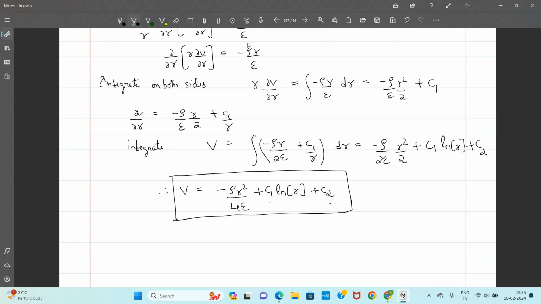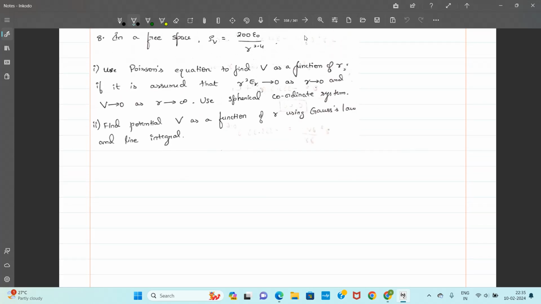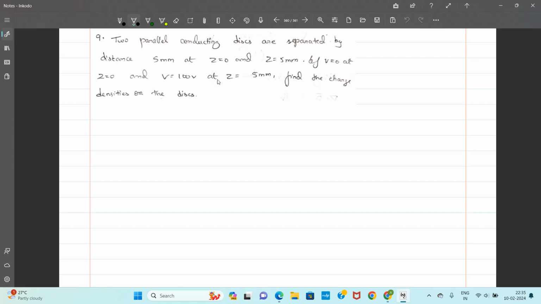Okay, so we'll do that problem now. First, we'll do some simple problem, then I'll come back to this question. Okay. So here is a question now. They're given two parallel conducting discs separated by a distance of 5 millimeter at z equal to 0 and z equal to 5 millimeter. If V is 0 at z equal to 0 and V is 100 volt at z equal to 5 millimeter, find the charge densities on the disk.